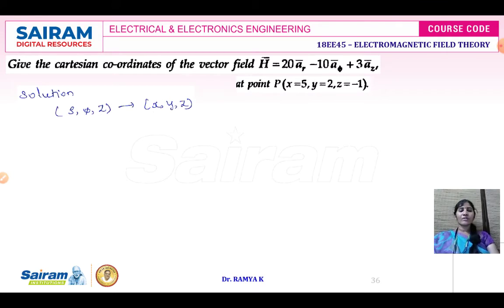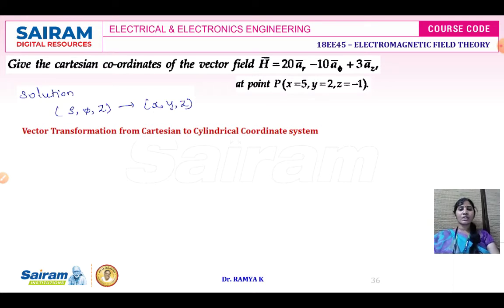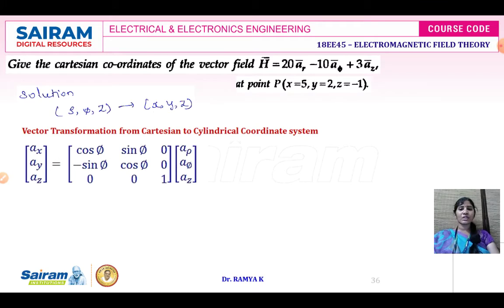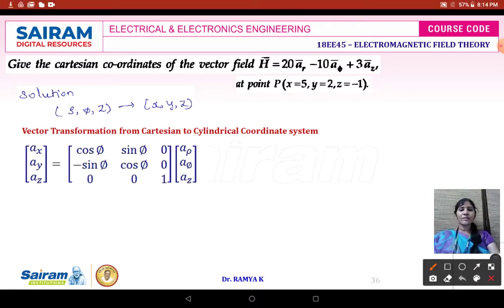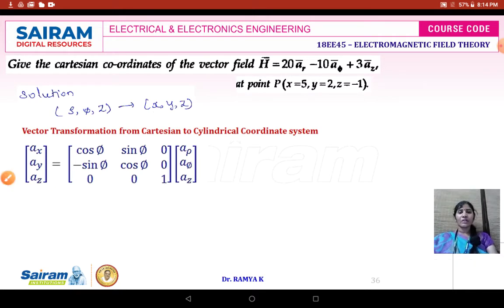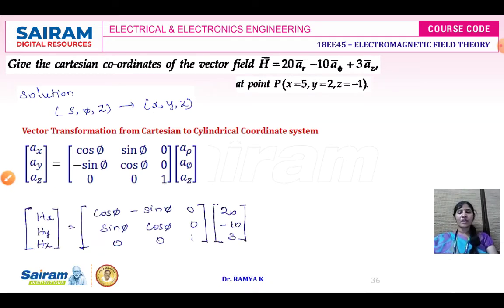Here you have to convert the cylindrical coordinate. The system given is cylindrical, so the cylindrical coordinate system should be converted to Cartesian. The vector transformation to convert the cylindrical system to Cartesian is: ax, ay, az equals the matrix cos phi, sin phi, 0; minus sin phi, cos phi, 0; 0, 0, 1, times a rho, a phi and az vector. Next one, hx, hy and hz.